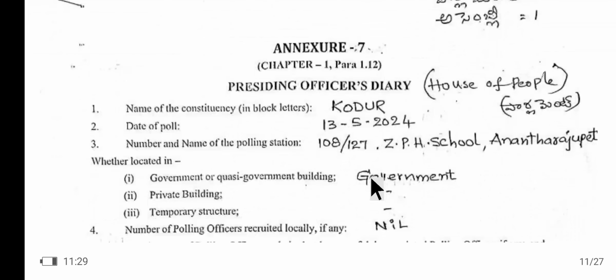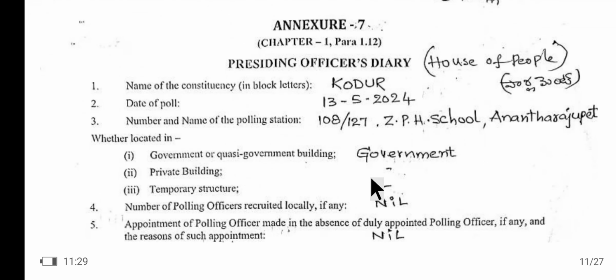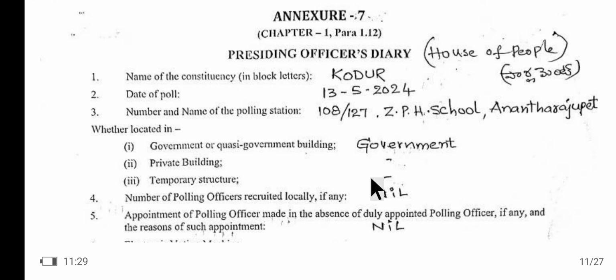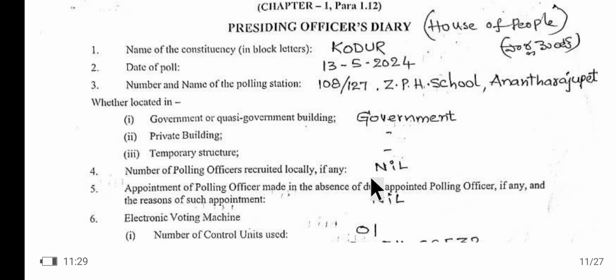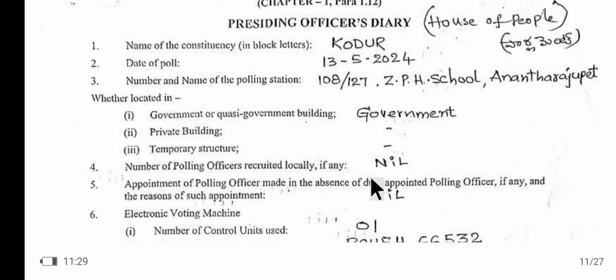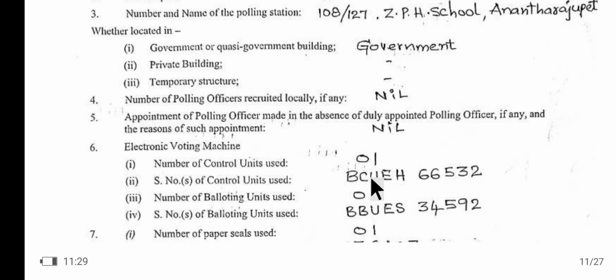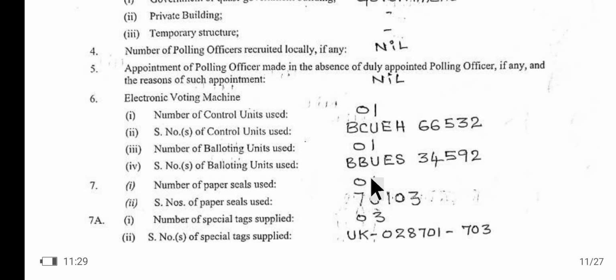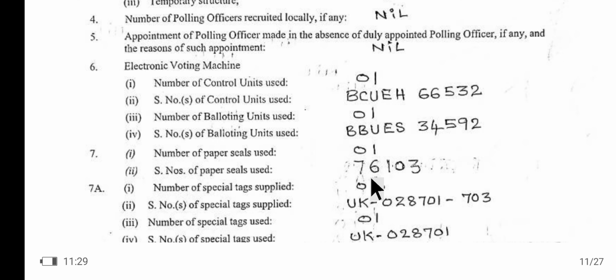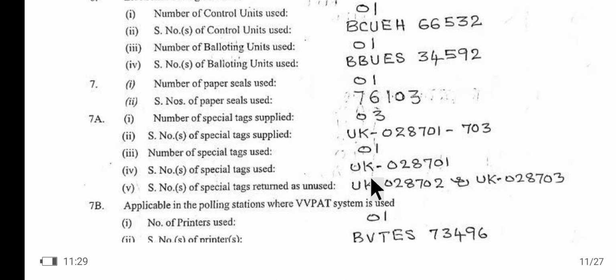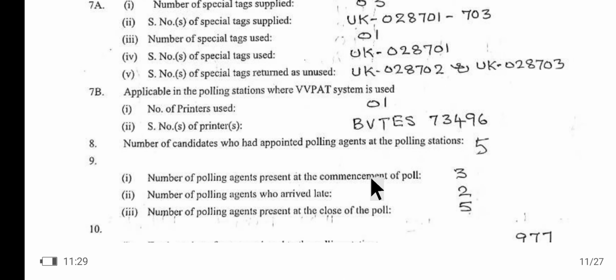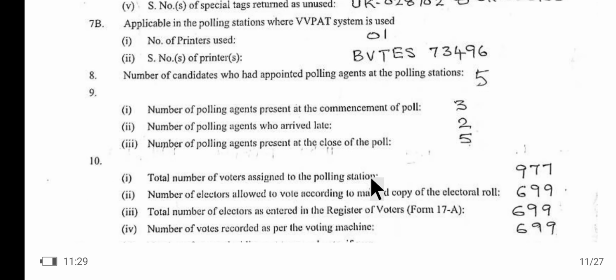Then followed by Annexure 7, which is very important: filling up the PO's diary, the Presiding Officer's diary for House of the People, parliamentary constituency and assembly constituency. So please look at the different questionnaires given here, and by looking at the sample information we can easily fill in our own upcoming election details in the form of the PO's diary. So these are the sample data and information provided here. Accordingly, you can modify and prepare your own PO's diary.